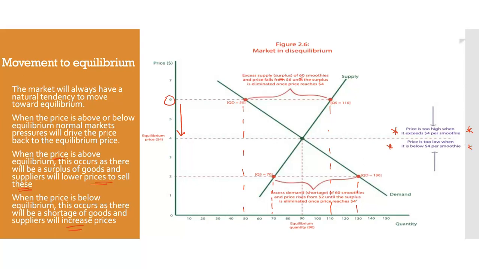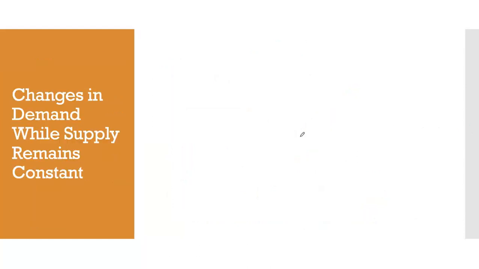So there is always a movement to finding that equilibrium price, in this case setting the price at $4 and selling 90 and supplying 90. Now what happens when we recognize that demand and supply curves shift, so they move? How does that impact the equilibrium price?